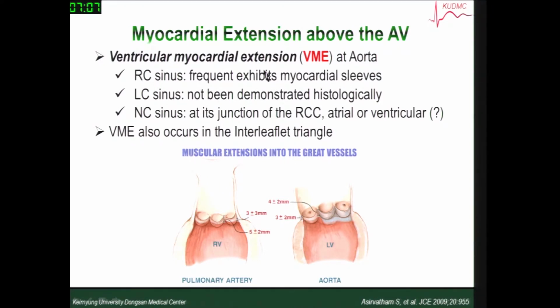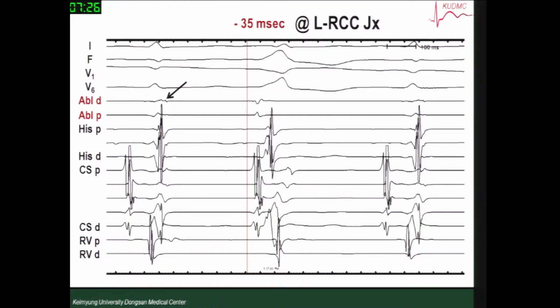And the left coronary cusp and the non-coronary cusp are blocked by the aorto-mitral continuity. But close to the right cusp, you can see the ventricular extension. So ventricular muscular extension can be found in the interleaflet triangle also. This is an example from an EP study. It's a PVC from the junction between the left and right coronary cusp.